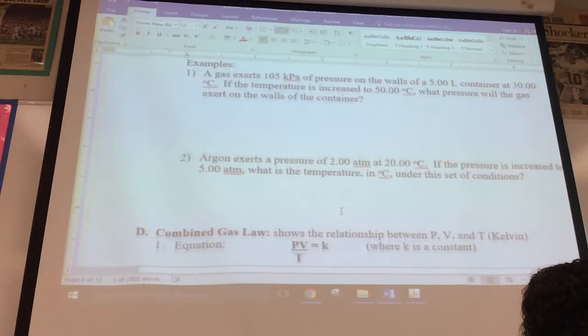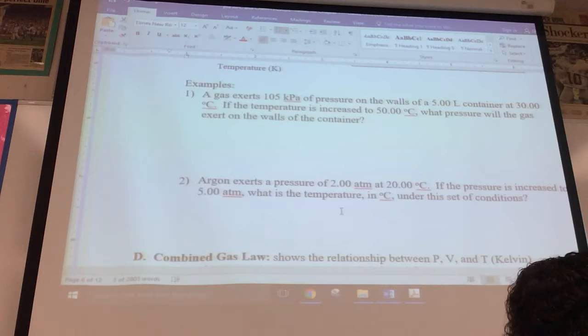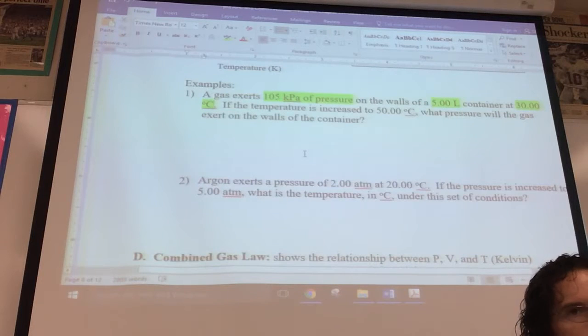Direct relationship between pressure and temperature. We'll walk through the first example together. I'll let you try the second example. It says a gas exerts 105 kPa of pressure on the walls of a 5-liter container. The volume is specified. The temperature is 30 degrees Celsius. That's the first set of conditions.